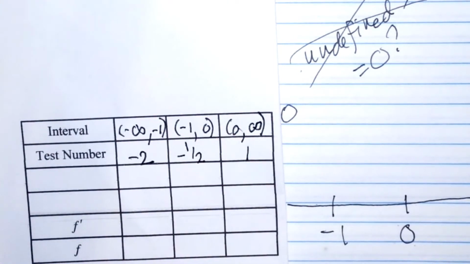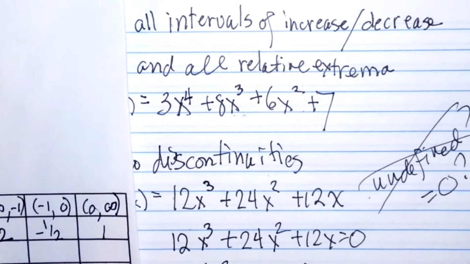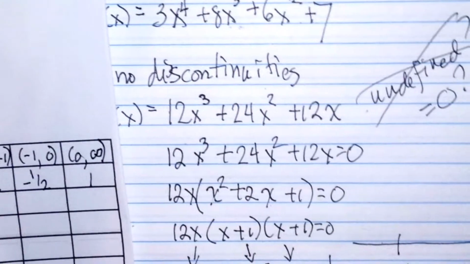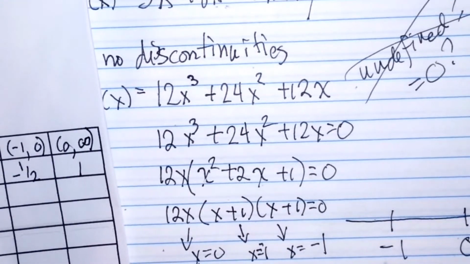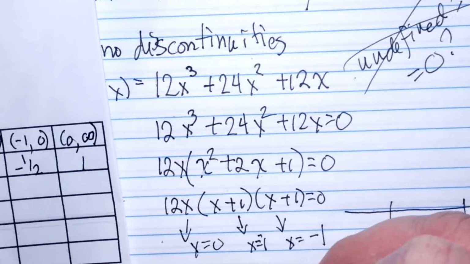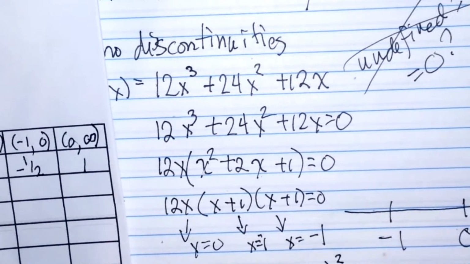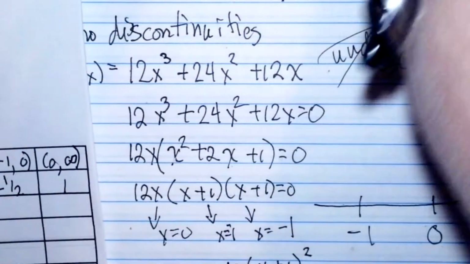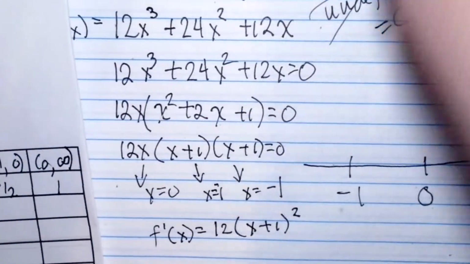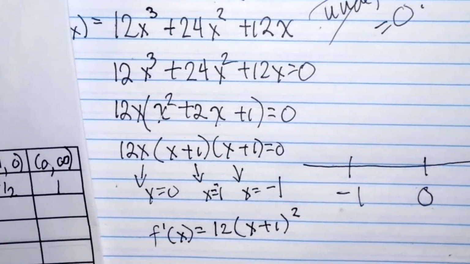Now, what am I going to do with these test numbers? Well, I'm going to put them into the derivative and see what signs I get. But I'm going to make use of the fact that we have already factored this derivative. Right? It's 12x times the square of the quantity x plus 1.